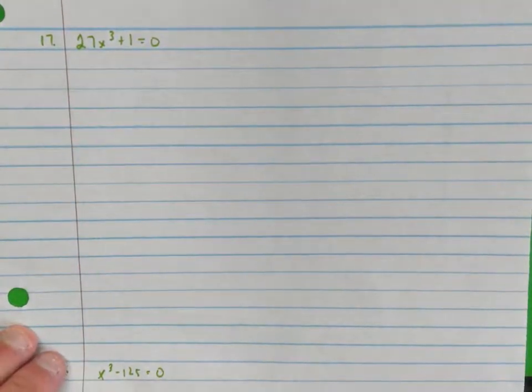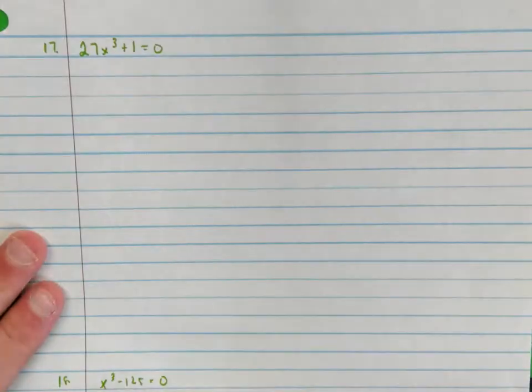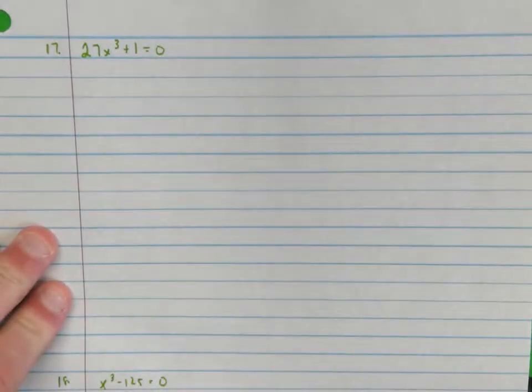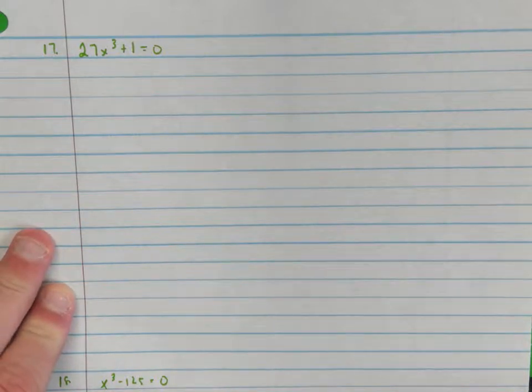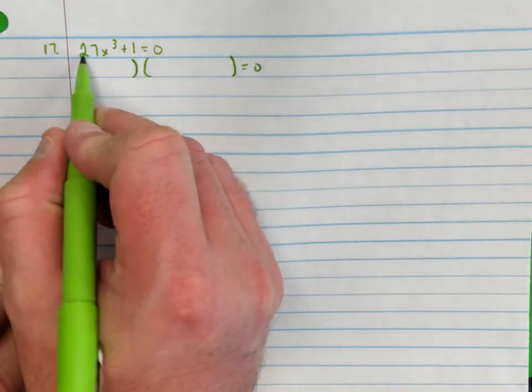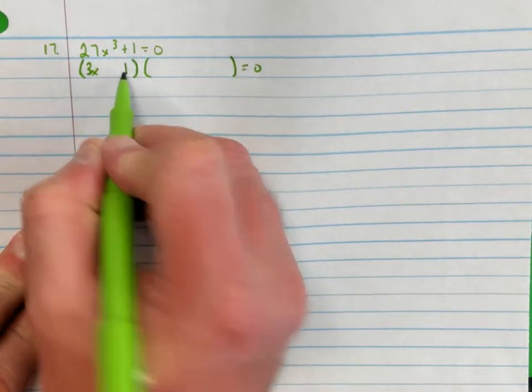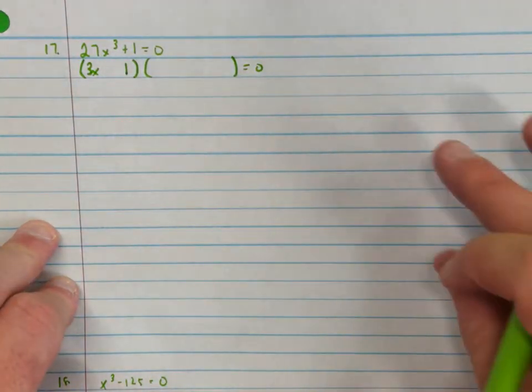So let's look at number 17. We need to recognize that 27 and 1 are perfect cubes. Okay? So when you factor a perfect cube, your resulting answer is going to be, first, a binomial and then a what? Trinomial. Okay? So we've got a binomial and a trinomial. What's the cube root of 27? What's the cube root of 1? 1. Okay, we're going to worry about signs in a minute.